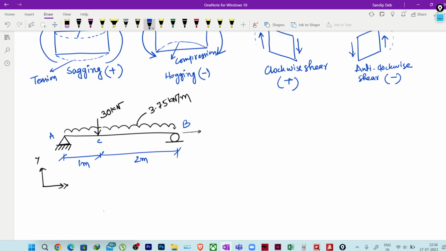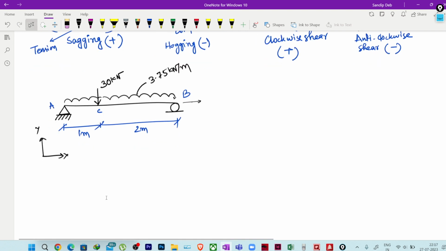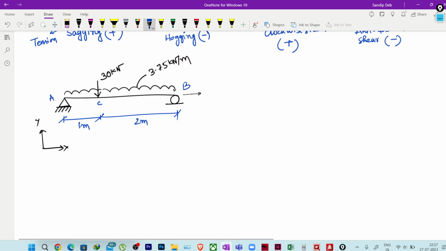Now to solve this, first of all, we will use the equations of static equilibrium. First, I have to draw the free body diagram of this particular beam. So I will write free body diagram. What we do in a free body diagram is replace the supports with the support reactions.